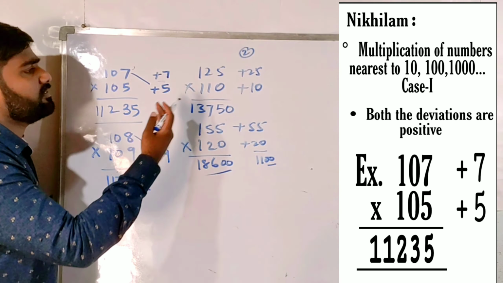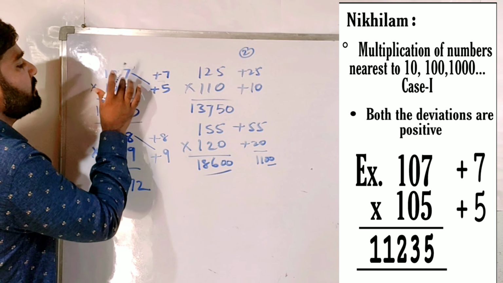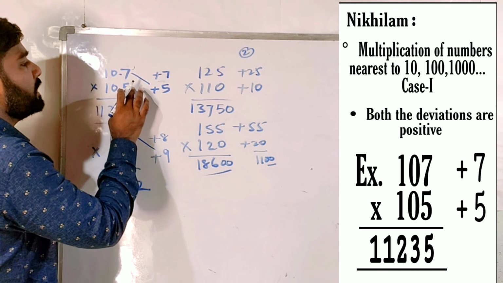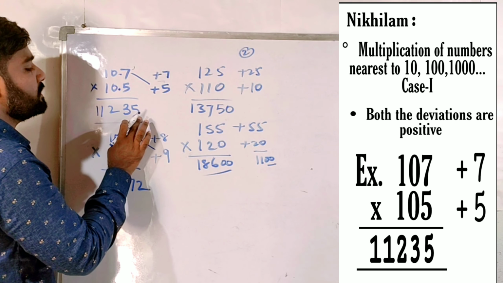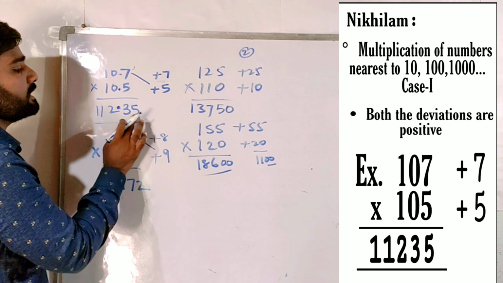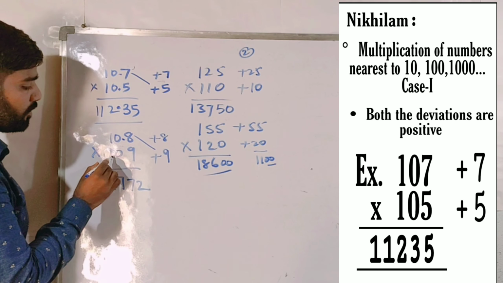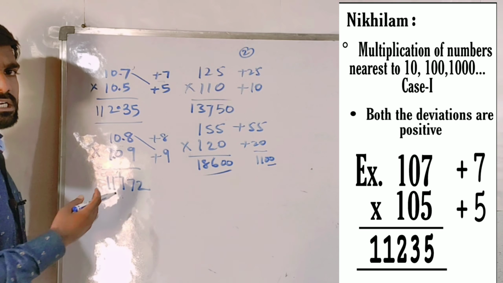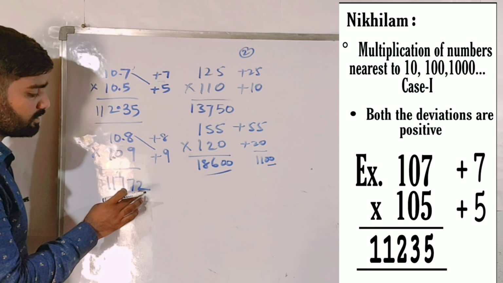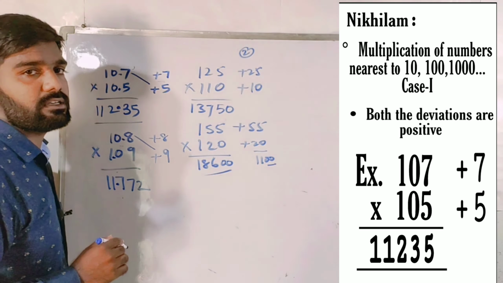Also friends, the same method we can apply to the decimals. For example 10.7 into 10.5. Here there are two digits in the decimal part. Also you consider two digits in the solution of decimal parts. 112.35. One more example, 10.8 into 1.09. Consider number of digits in the decimal part. 1 2 3. So count the number of digits. 1 2 3 point. The answer is 11.772.